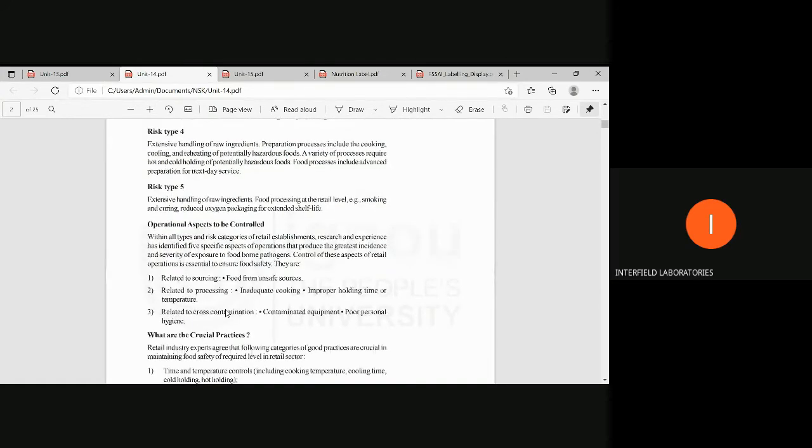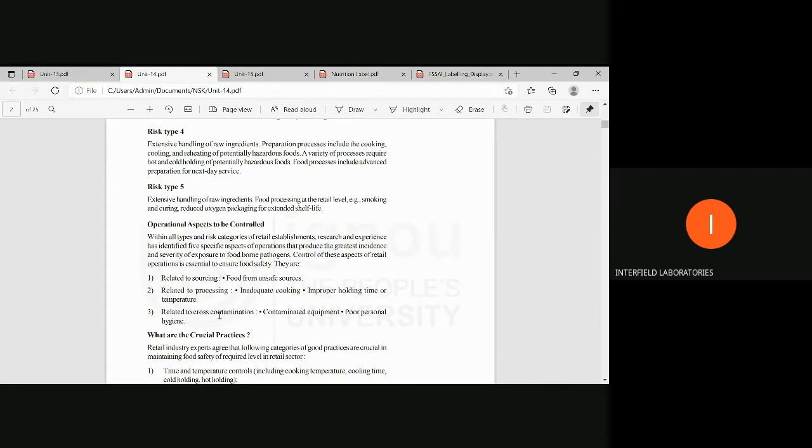So within all these types of retail food establishments, 5 specific aspects of operations produce exposure to foodborne pathogens. There are 5 aspects of operations which can expose food to foodborne pathogens in all these types of food establishments. These are food sourced from unsafe sources, inadequate cooking, improper holding time or temperature, contaminated equipment, poor personal hygiene. So these are the 5 aspects which expose the food to foodborne pathogens.